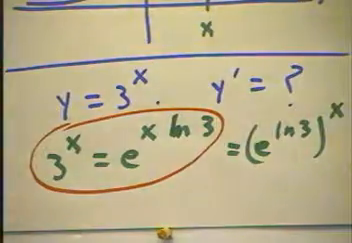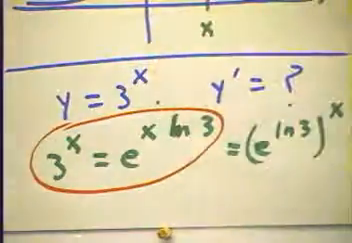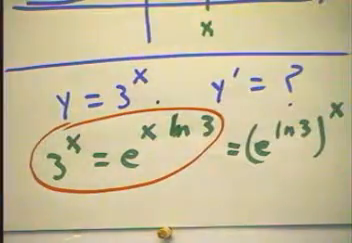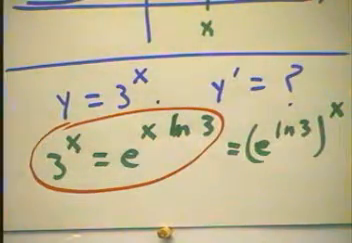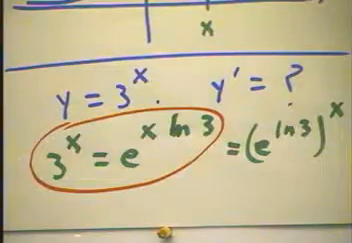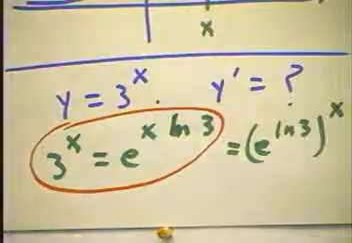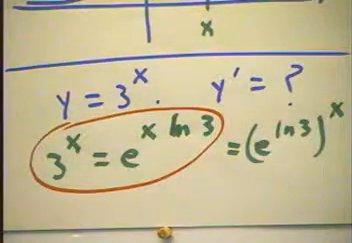Let's say we have now the function y equals 3 to the x. We want to know what the derivative of this function y equals 3 to the x is. We know that we can't apply the power function rule because it's not something like x to the third. X is not the base, x is the exponent. This is an exponential function.